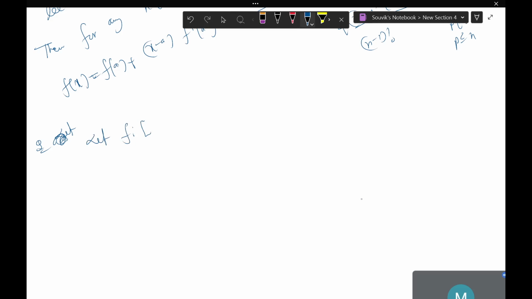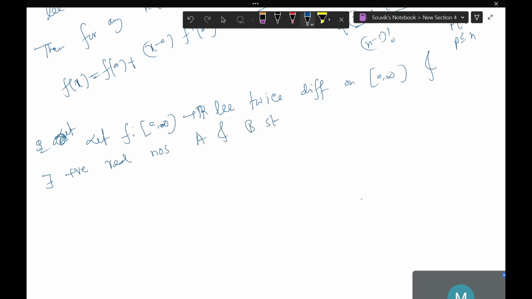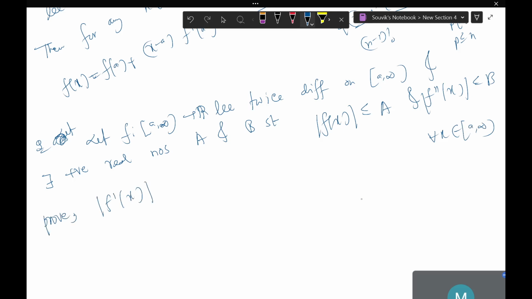Say f is a map from [a, infinity) to R which is differentiable on [a, infinity), and there exist positive real numbers A and B such that |f(x)| ≤ A and |f''(x)| ≤ B for all x belonging to [a, infinity). Then |f'(x)| ≤ 2√(AB) on [a, infinity).